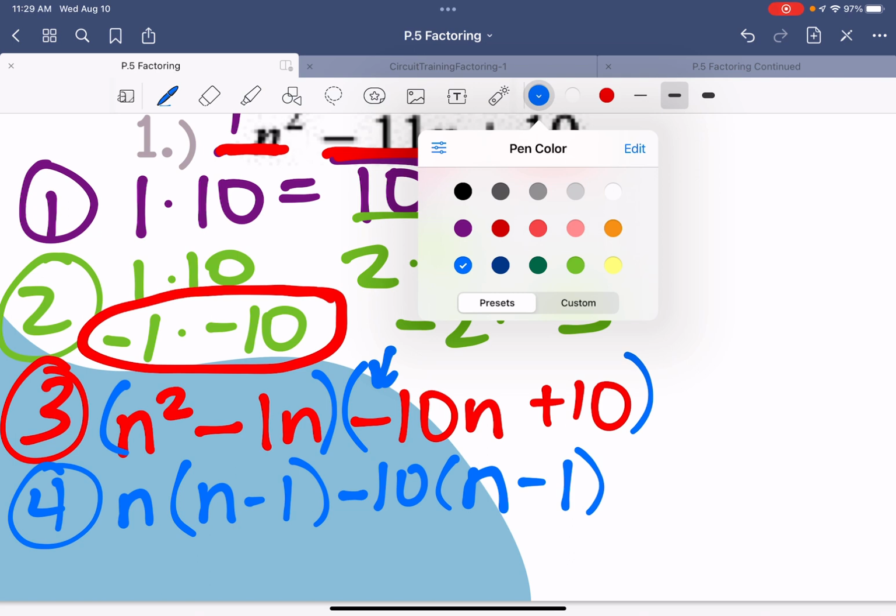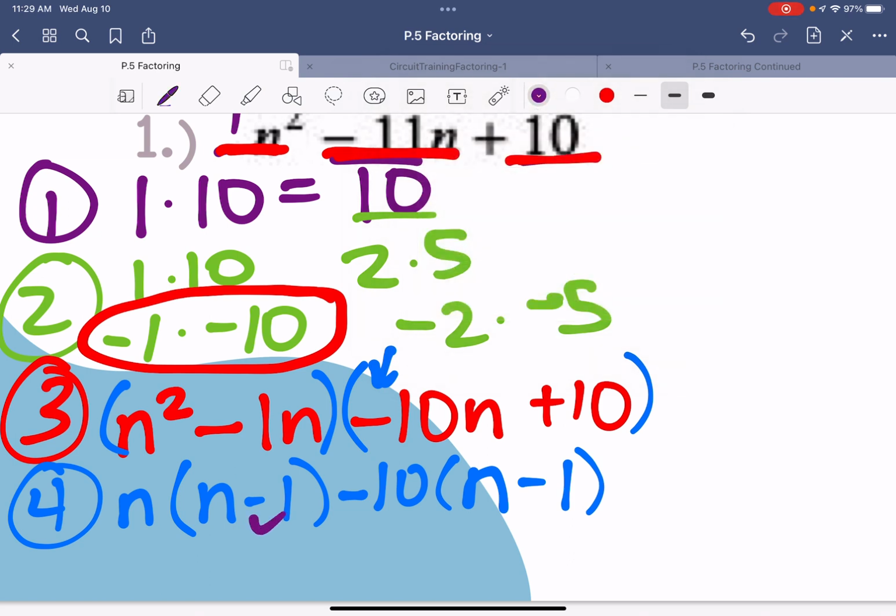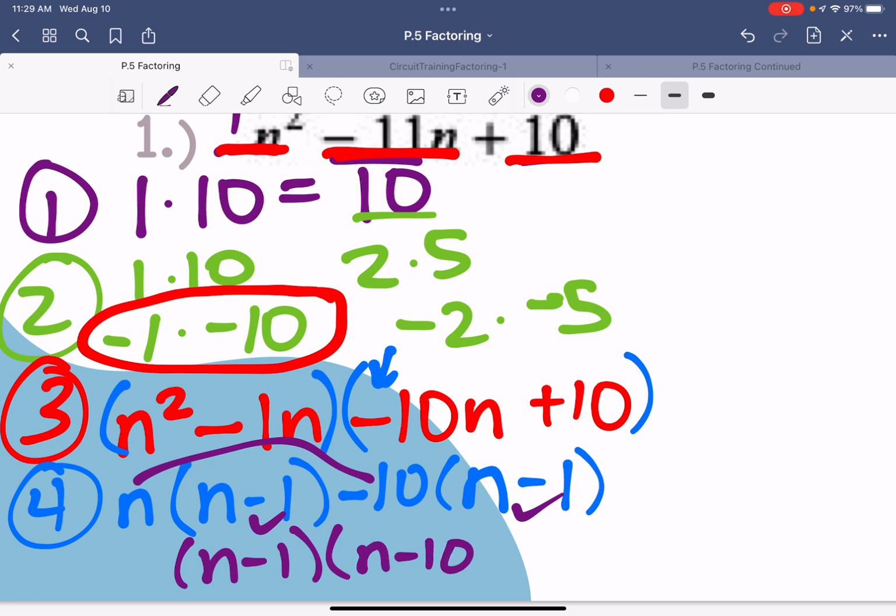And with factor by grouping, if you remember, there was always that nice little check that we had, which is that what is in the parentheses should always match. That's a good thing to let you know you did it correctly. So my final answer would be n minus 1, and then the two things on the outside, so n minus 10. And there's the answer.